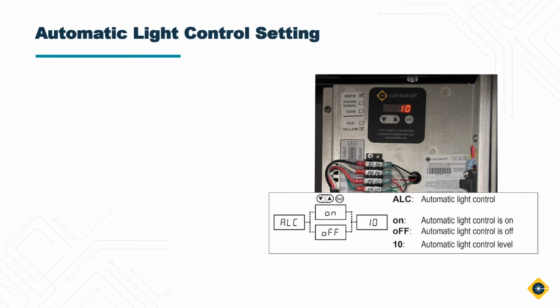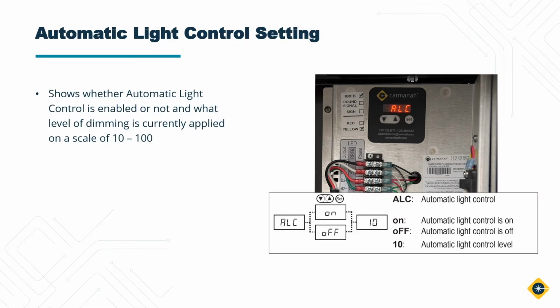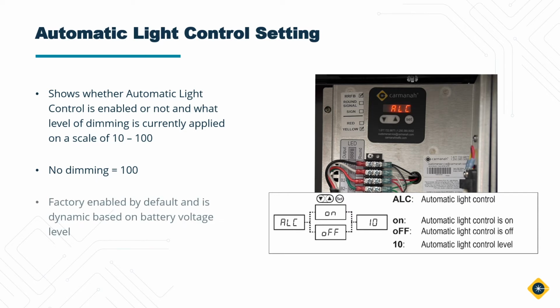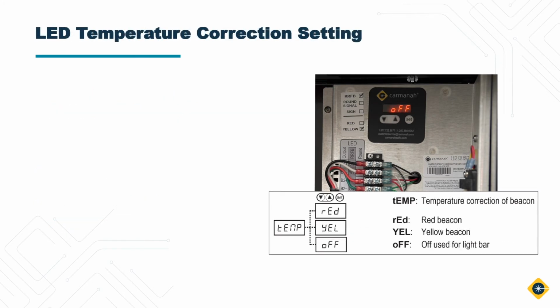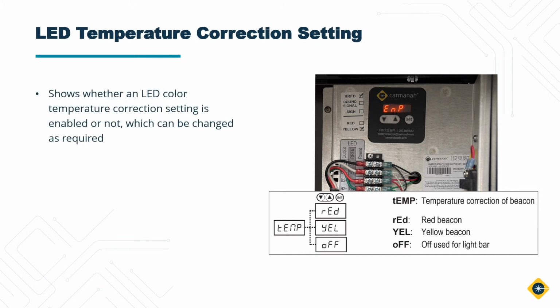Automatic light control setting. This will show whether automatic light control is enabled or not, and what level of dimming is currently applied on a scale from 10 to 100, with 100 signifying no dimming. This feature is factory enabled by default and is dynamic based on the battery voltage level. LED temperature correction setting. This will show whether a correction setting is enabled or not, which can be changed as required. This feature is factory set based on your application.